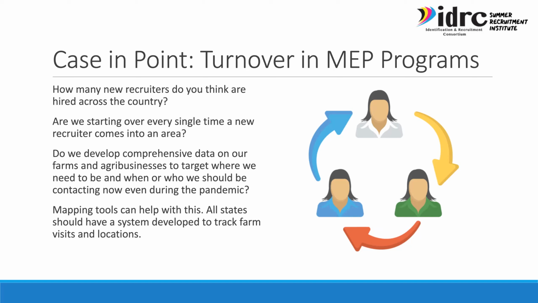So it says, do we develop comprehensive data on our farms and agribusinesses to target where we need to be, when or who we should be contacting, even now during the pandemic? I feel like the pandemic has given us a chance to step back and do some of that organizing time that we have, but it shouldn't be an excuse. It shouldn't be like, well, we're in the pandemic, so we really can't do this or this. That should not be an excuse. The pandemic may be around a lot longer. We have to be able to continue to mold and to continue to find ways to be effective.